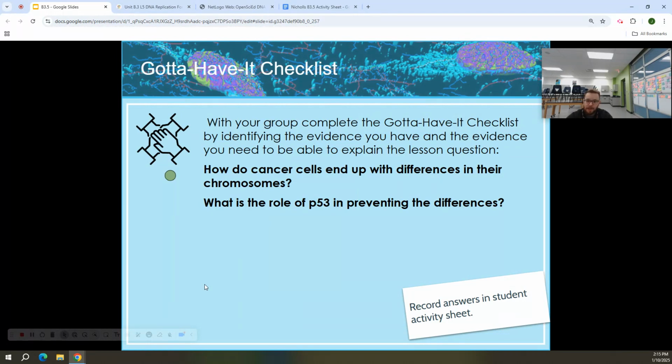So at the end of this lesson, we're going to be explaining the two things I have up there on the slide. You're going to explain to me how non-cancer cells end up with differences and the role of p53 in preventing those differences. So you're going to write me out a full explanation. And to do that, we want to create a checklist of things I need to have included in this explanation, evidence I already have collected to support that explanation, and maybe evidence that I still need to find to support that explanation.